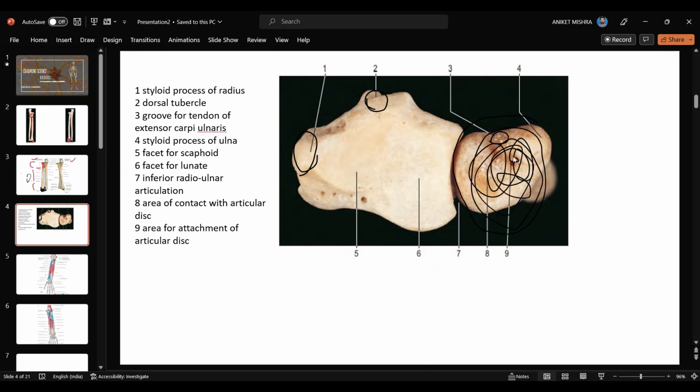So we are not going to talk about the ulnar bone. The first one is the styloid process of the radius, then the tubercle of Lister, and the fifth one is a facet for the scaphoid bone, that is the carpal. The sixth one is the facet for the lunate. And there is the ulnar notch present on the radius for forming the inferior radio-ulnar joint.